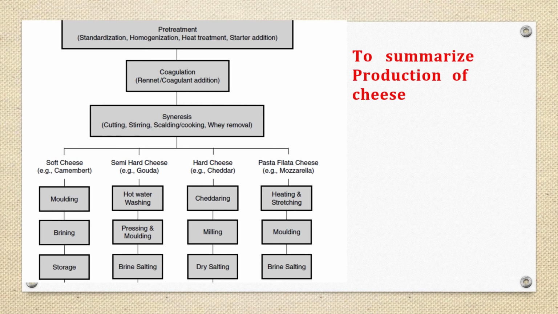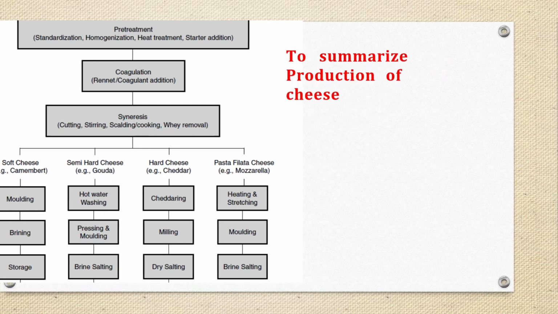So to summarize our section on cheese, this chart nicely illustrates the entire production journey from milk to the final ripened cheese. Now let's shift our focus to our second main topic, yogurt production.